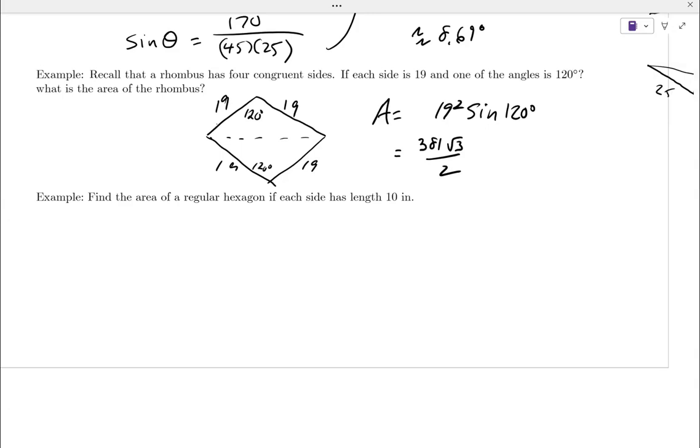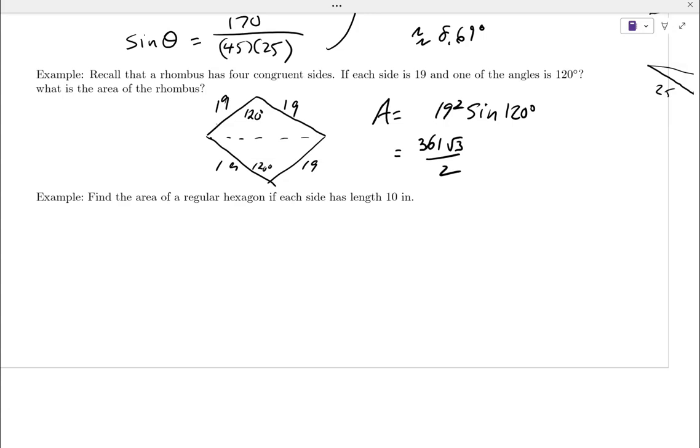381? 361. I said 381. Thanks. 361 root 3 over 2. Again, you could get an approximation in your calculator. I just want to make sure we reviewed the fact that you should know how to do sine of 120 and get an exact value. Is that okay?